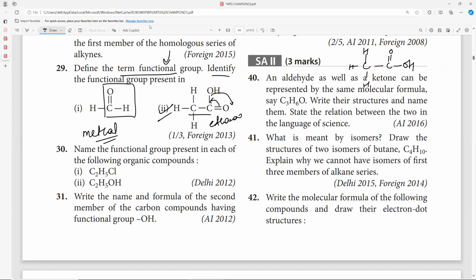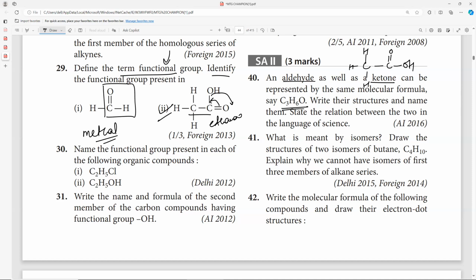So what would be the compound for this one? Can you tell me what would be the compound for this one? It is saying that an aldehyde as well as a ketone, as also mentioned here, represent the same molecular formula. Write the structure and the name.